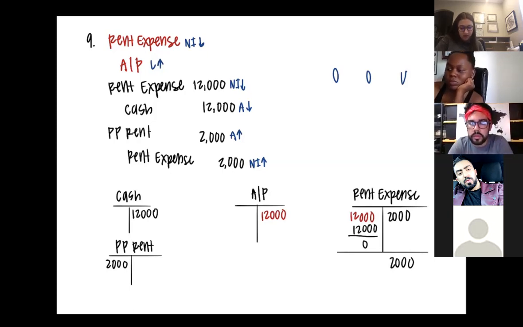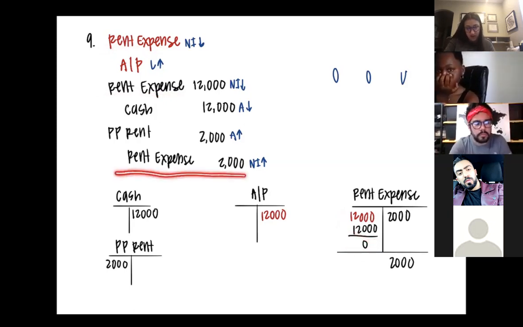Can you repeat the last part again? Yeah, so the debiting of the rent expense was fine. So this 12,000 and this 12,000 cancel each other out. So now in our rent expense account, we have 2,000 that needs to be credited. And when you unexpense, when you credit an expense, think of it as a revenue. You're taking away some of your expenses, which increases your net income.